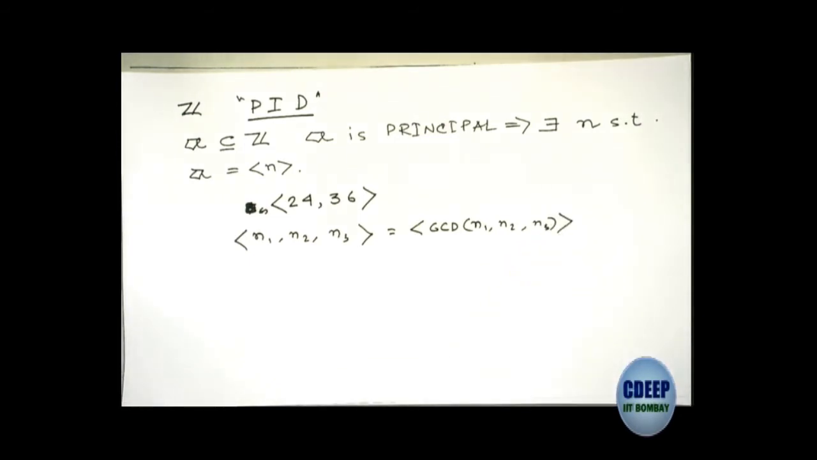But how do you prove it? It's a good guess, it's a correct guess, but how do you prove it? And in fact there is a crispier proof which does not require you to find the GCD, but still you can show that there is a single generator.